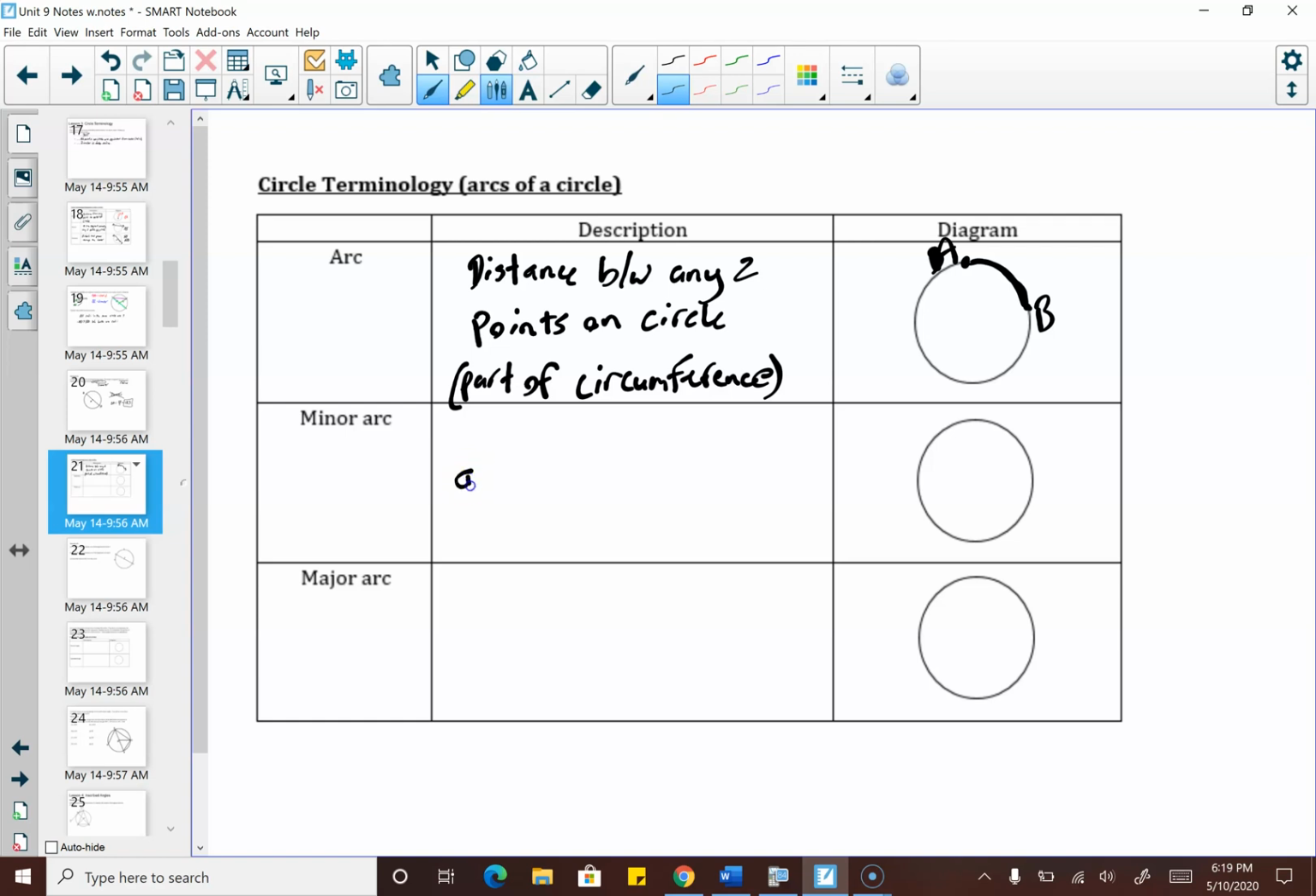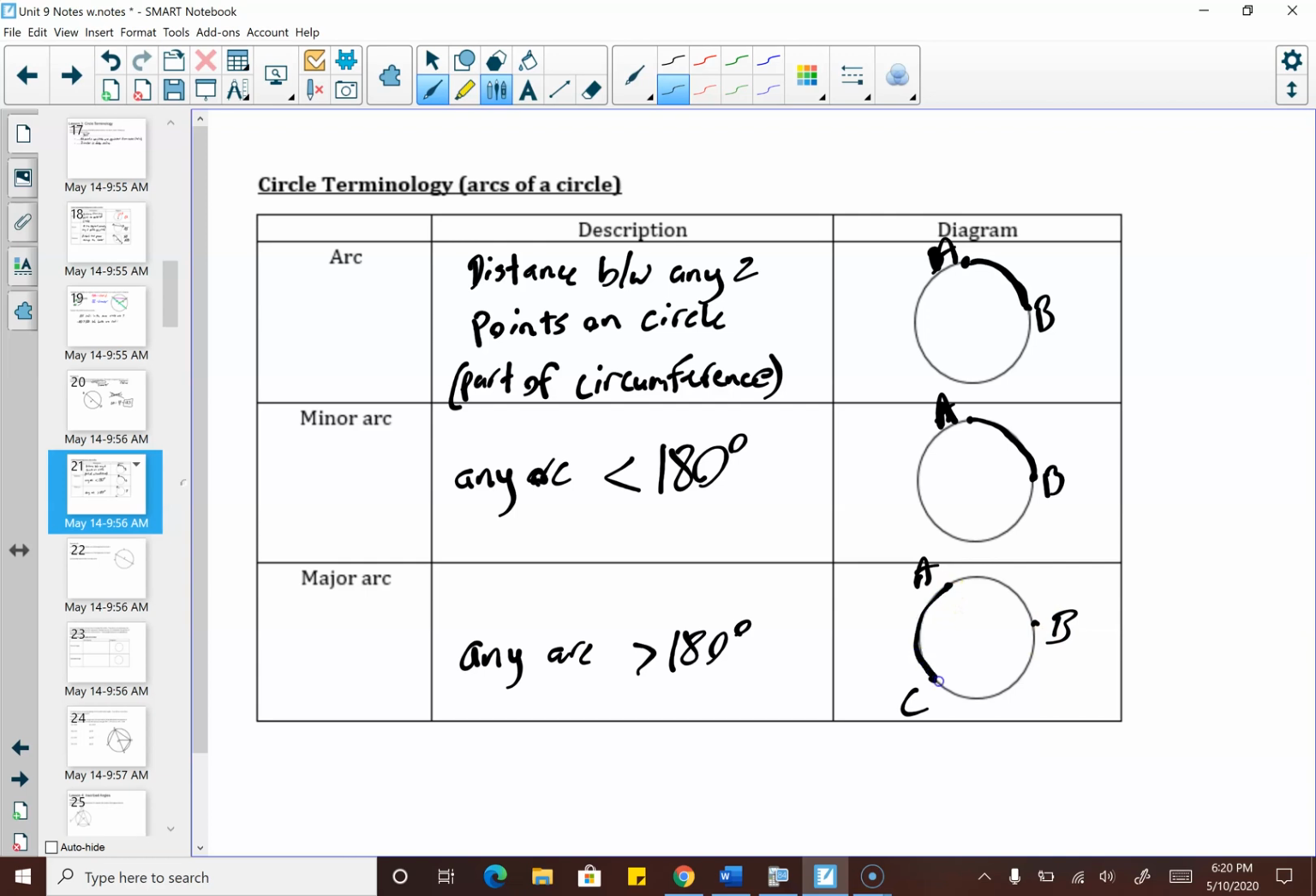Minor arc is any arc less than 180 degrees. So any arc that is less than 180 is considered a minor arc. I'm going to draw the last one there to make it pretty clear, because it's obvious that A and B are less than halfway around the circle. Well, if a minor arc is less than 180, then a major arc is any arc greater than 180 degrees. Typically, these have 3 letters.